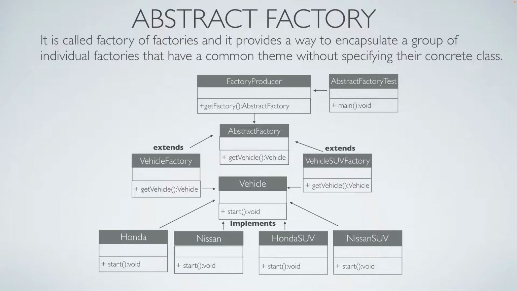So in this example, we use an interface called vehicle and an abstract factory class, which is an abstract class that would be used to create methods. Those methods are extended and implemented in vehicle SUV factory and vehicle factory. Similarly, each of the classes Honda, Nissan, Honda SUV, and Nissan SUV would be implementing the vehicle interface. And finally, we have abstract factory test, where we would be testing this factory producer and all the corresponding objects based on the type of vehicle type. We would be fetching that corresponding object.